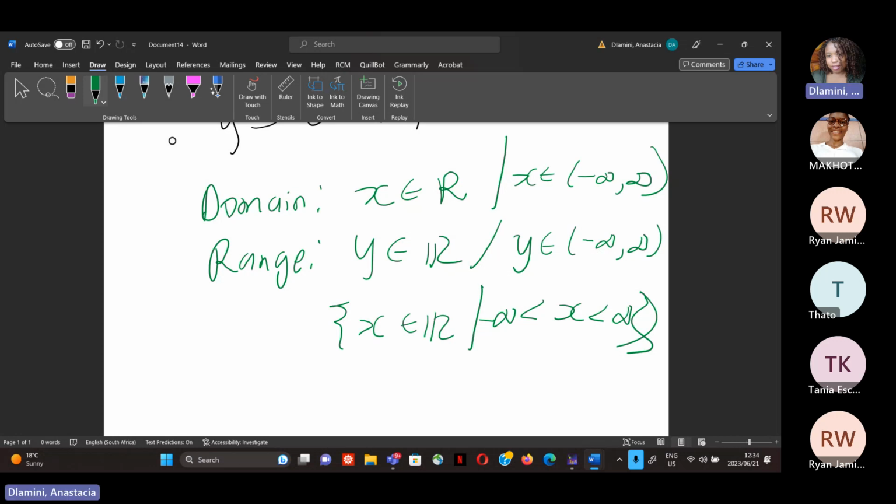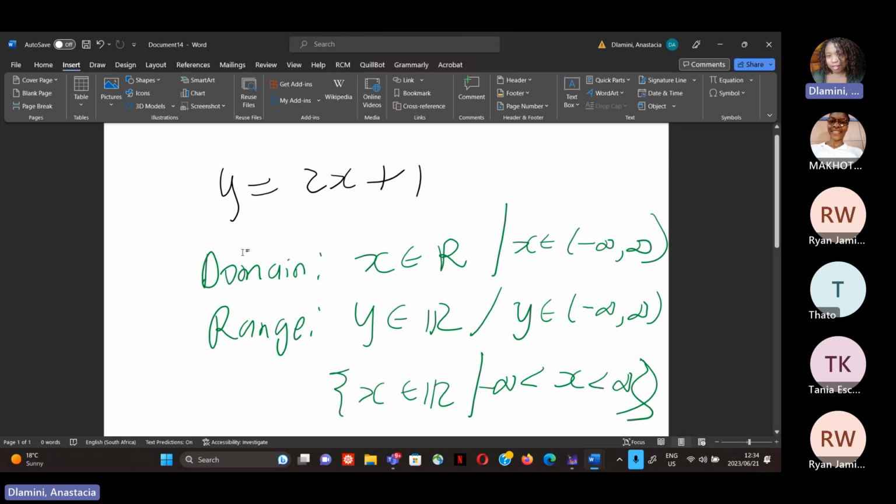Why is x an element of real numbers? Why is the range y an element of real numbers? The domain is going to be all of the x numbers from negative infinity to positive infinity. That is called your domain. And your range is all of the y values that can fit in the function under all the conditions that apply. With a straight line function, there are no limitations basically. So it can go from negative infinity on the y-axis to positive infinity.